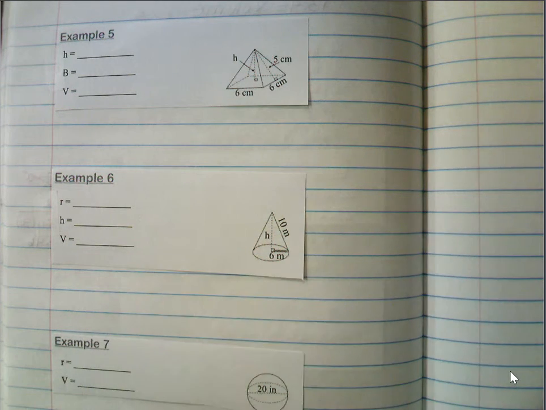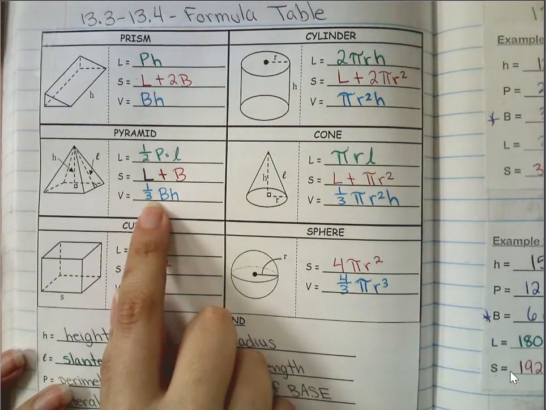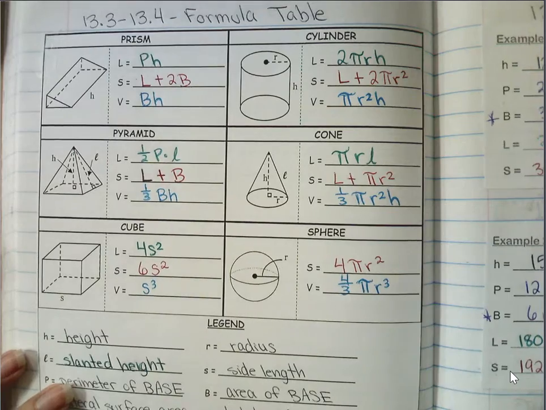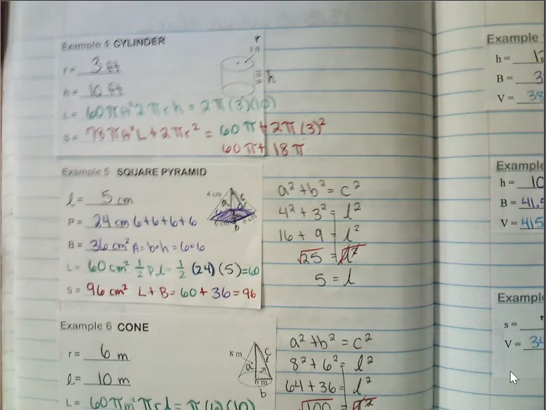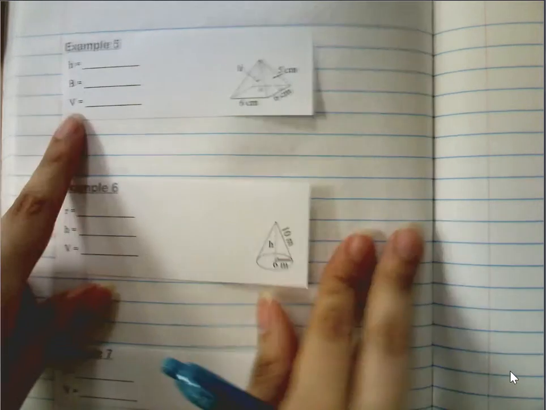Okay, this video is for volume of pyramids, cones, and spheres. The first example I'm doing is a pyramid. That's example 5. For a pyramid, the formula for volume, which is on your formula sheet, is 1/3 area of the base times height. For example 5, I'm going to copy that formula next to the volume blank.